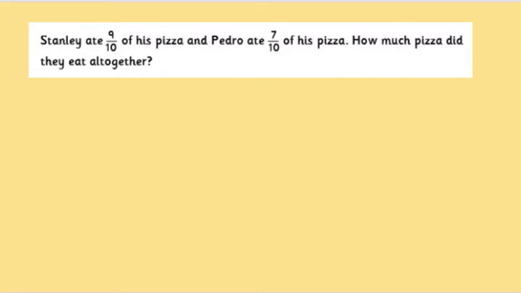Okay, so we can see that it's got the word and, and remember that and means plus. So we've got 9/10 plus 7/10. When we've got addition, they're on the same denominator. 9 plus 7 is 16. We want to change this to a mixed numeral. So how many times does 10 go into 16? It goes 1, and there's 6/10 left over.